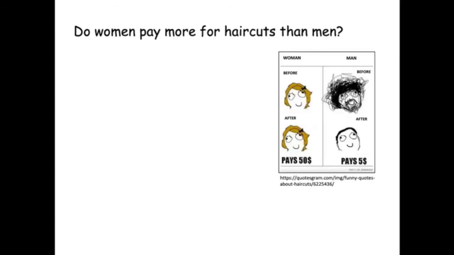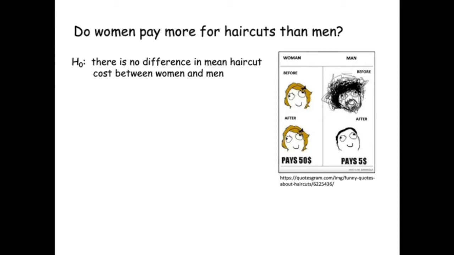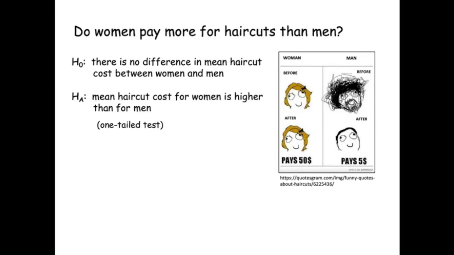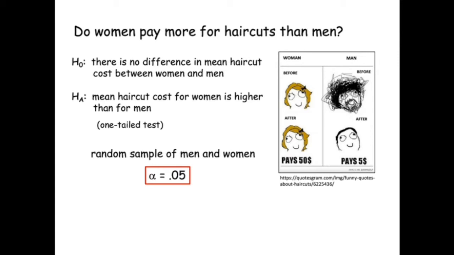women. Let's say that we want to know if women pay more than men for haircuts. Based on our extensive previous research, we have reason to believe that they do pay more. The null hypothesis is that there is no difference between population means, and the research hypothesis is that the mean cost is higher for women. We'll draw a random sample of men and women and ask them how much they paid for their last haircut.